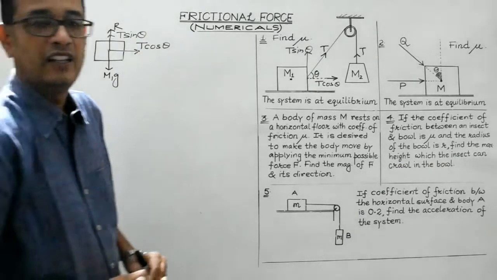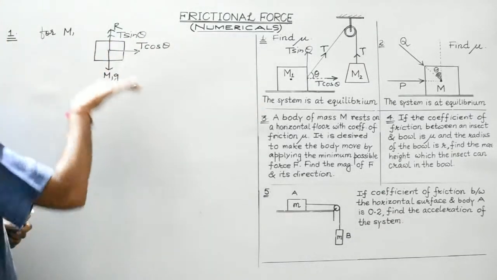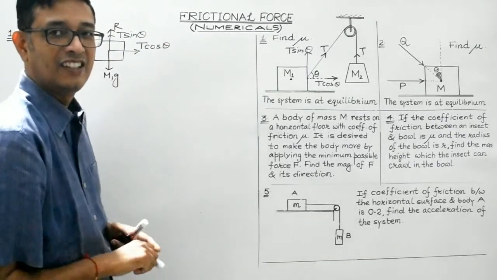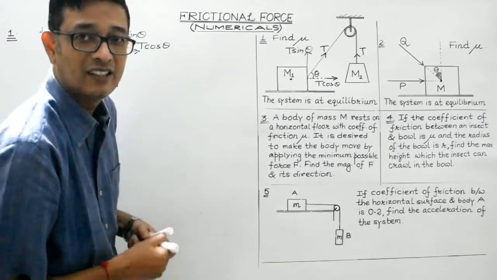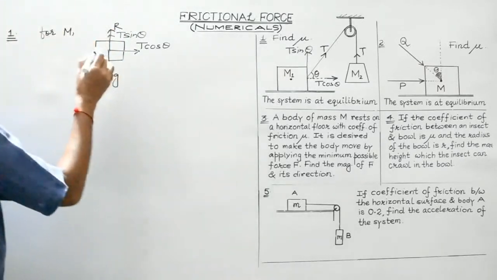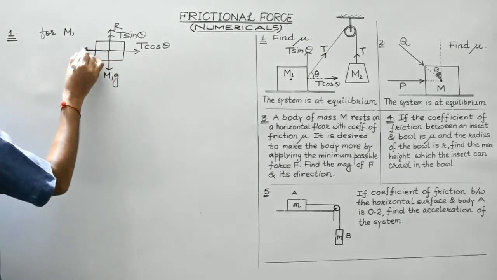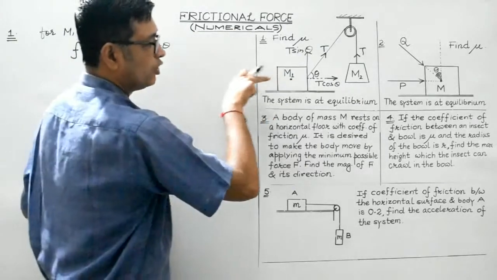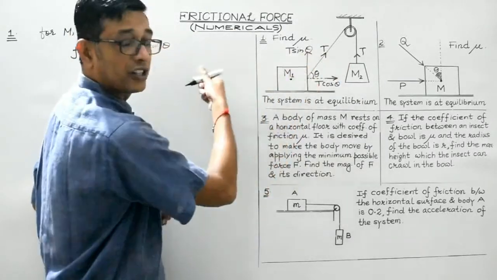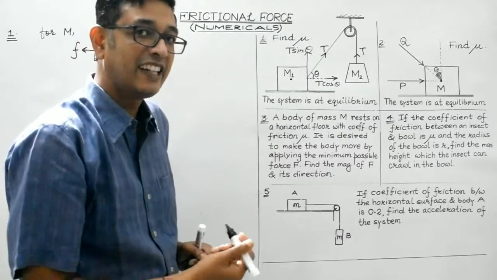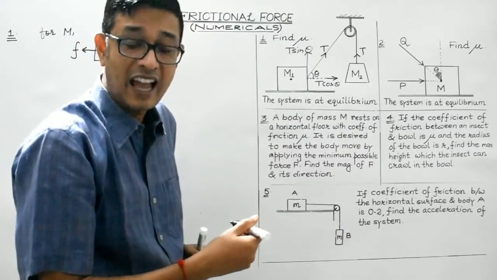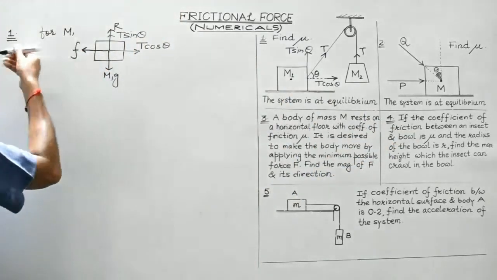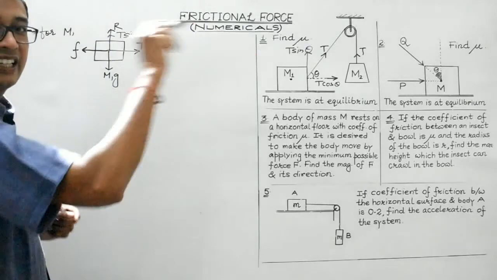Clear, students? Now under the influence of component T cos theta, the block will tend to slide towards the right, and that is being prevented by the force of friction, which will act in the opposite direction. Clear? So the body will tend to move along this direction. The force of friction will always act in a direction tangential to the surfaces in contact and in a direction opposite to which the body tends to move. So the force of friction will act towards left. The body will tend to move towards right.